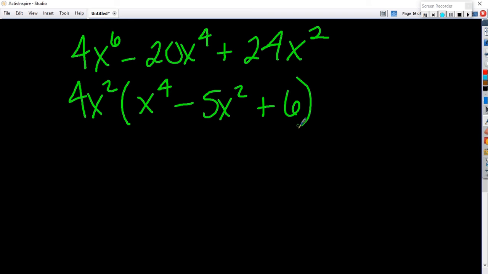Now, since I'm factoring completely and not just factoring by one method, I need to look at what's left in parentheses and say, can I factor it any further? Yes, you got to put it in the box. How do you know, Brady, that that's a box problem?